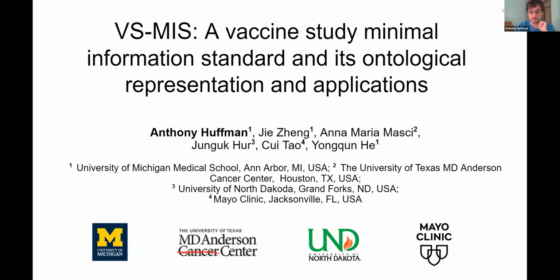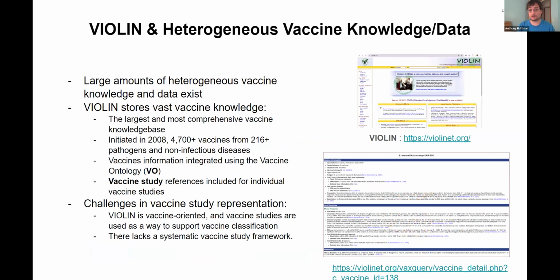So before we begin, I want to make it clear that the motivation for this project lies in VIO-MIN. VIO-MIN was founded due to the large amounts of heterogeneous vaccine knowledge and data that exists. It is the largest and most comprehensive vaccine knowledge base, containing over 4,700 vaccines from 216 plus pathogens and non-infectious diseases. All of the information regarding vaccines is integrated using the Vaccine Ontology, but when it comes to vaccine studies, it instead only uses them as a reference.